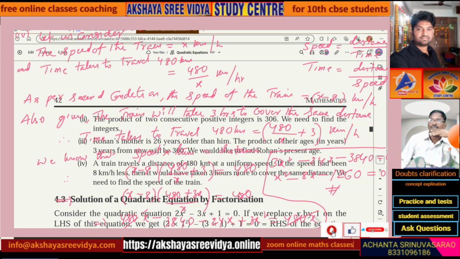480 by x minus 8 minus 480 by x is equal to 3. On simplification, x minus 8 into 480 plus 3x by x is equal to 480. Therefore, 480x minus 3840 minus 24x plus 3x square is equal to 480x. Therefore, 3x square minus 24x minus 3840 is equal to 0. x square minus 8x minus 1280 is equal to 0. That is the required equation.